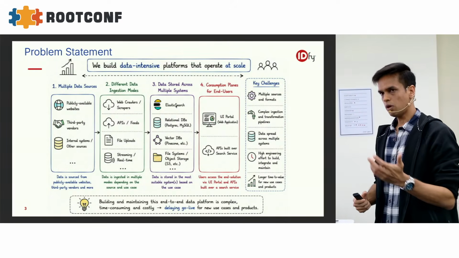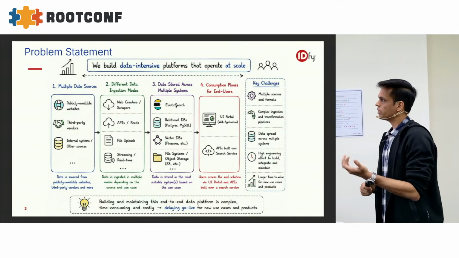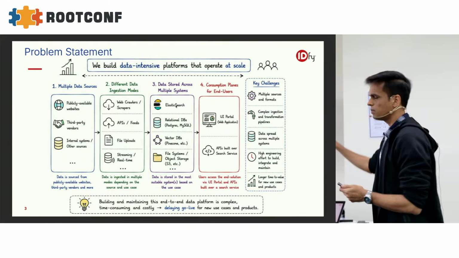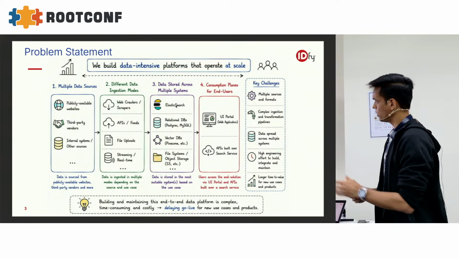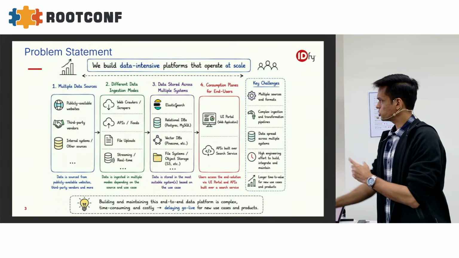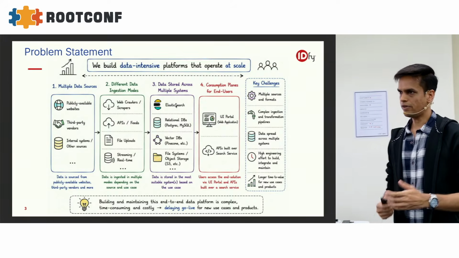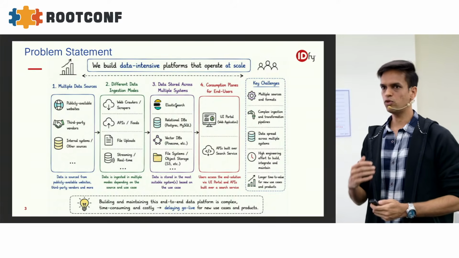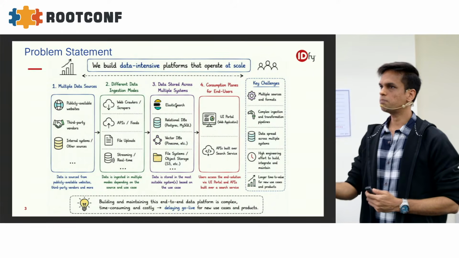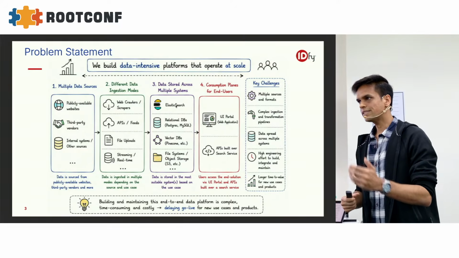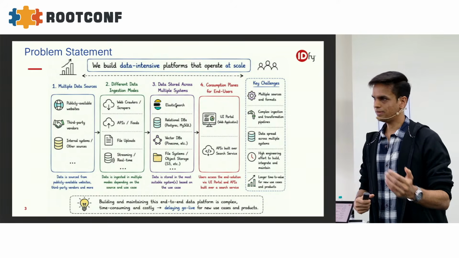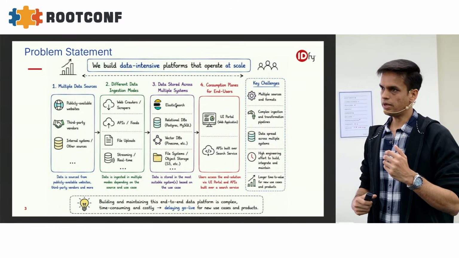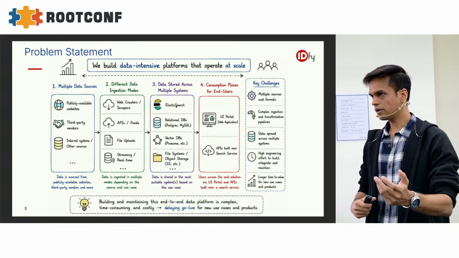I'll quickly talk about the problem statement. Most of the products that we have at IDfy follow a similar architecture or have a similar use case. Any product that we see at IDfy has 4 different planes. The first plane is the data acquisition plane. The data acquisition plane deals with fetching data from different data sources. These data sources could be publicly available websites, or third-party data vendors that we have partnered with.